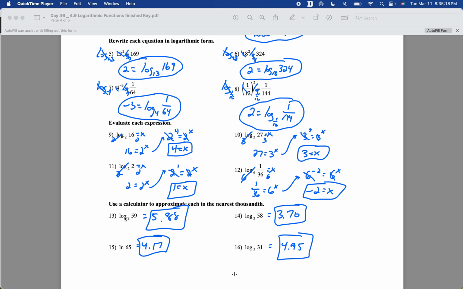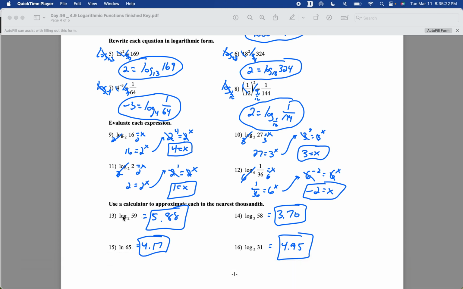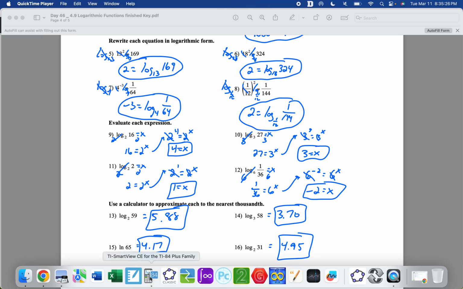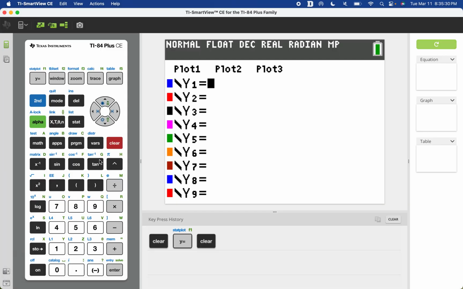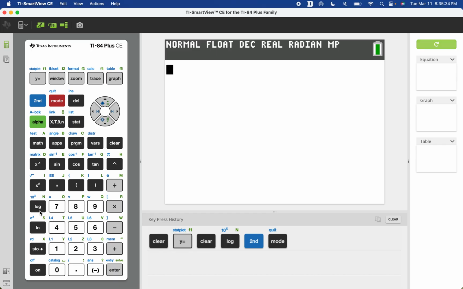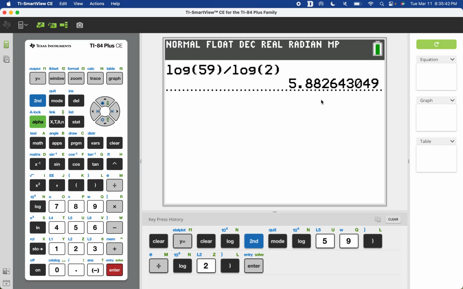So again, looking at log base 2 of 59 for the people who didn't see it. If you have a new calculator, you can plug that in. If you have an older calculator, you can't directly plug it in. So you have to do log of 59 divided by log of 2. So you have to separate it like that. And that's how you get that answer.